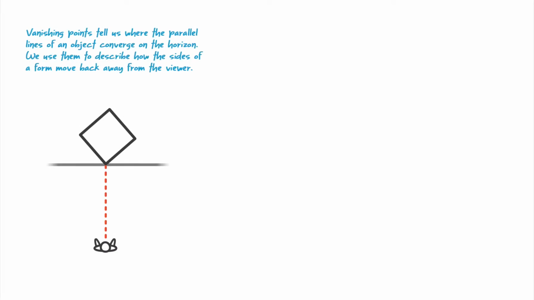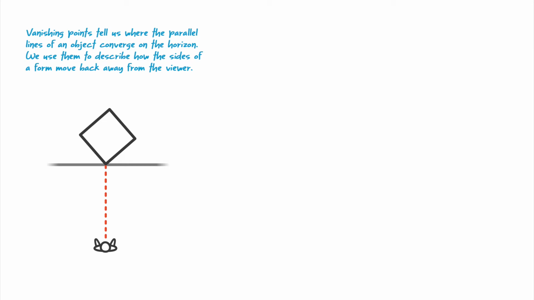Vanishing points. Vanishing points are points on the horizon line where parallel lines seem to converge. Parallel lines don't really converge, but they always look like they do. We use vanishing points to help us accurately draw lines or edges that are moving away from the picture plane. We don't need them for perfectly vertical or horizontal lines because they're parallel to the picture plane.